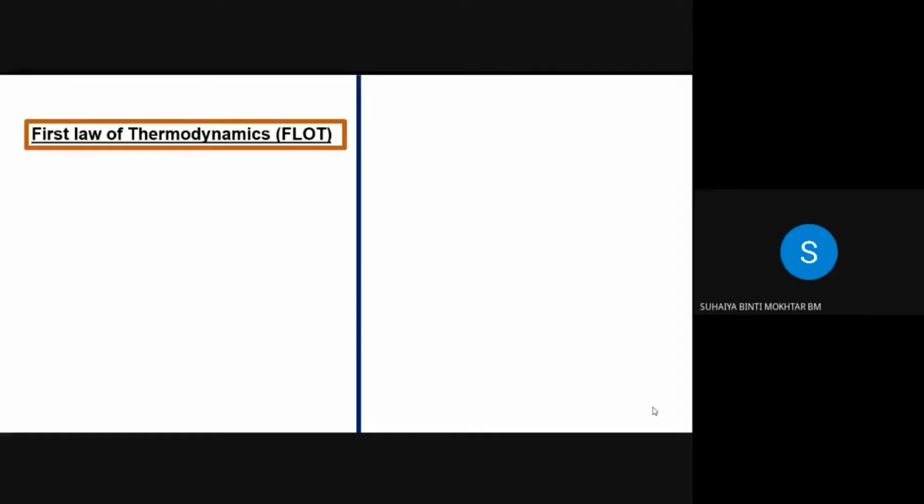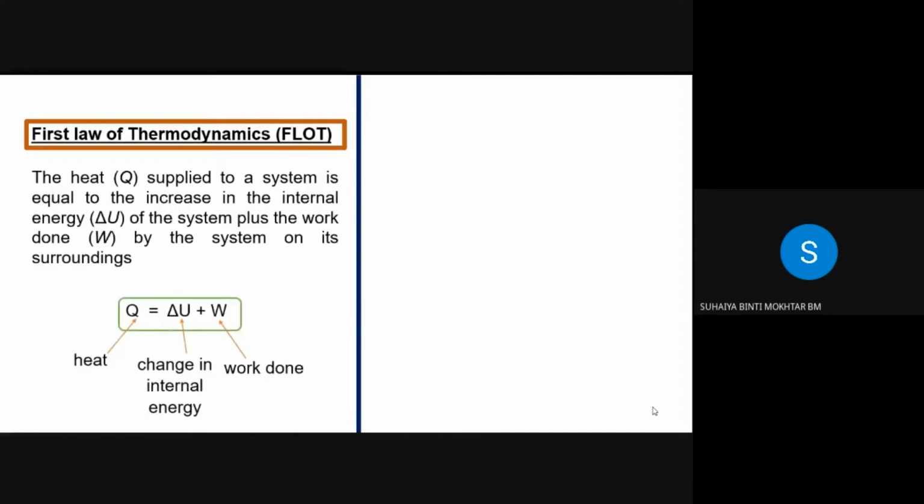First law of thermodynamics. The equation is Q equals delta U plus W, right? Q refers to heat, delta U is the change in internal energy, and W is the work done. The unit for Q, delta U, and W is the joule. They are scalar quantities.